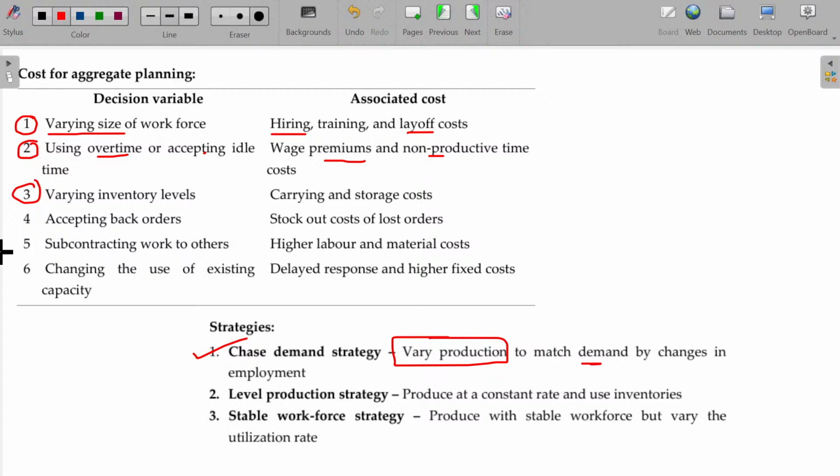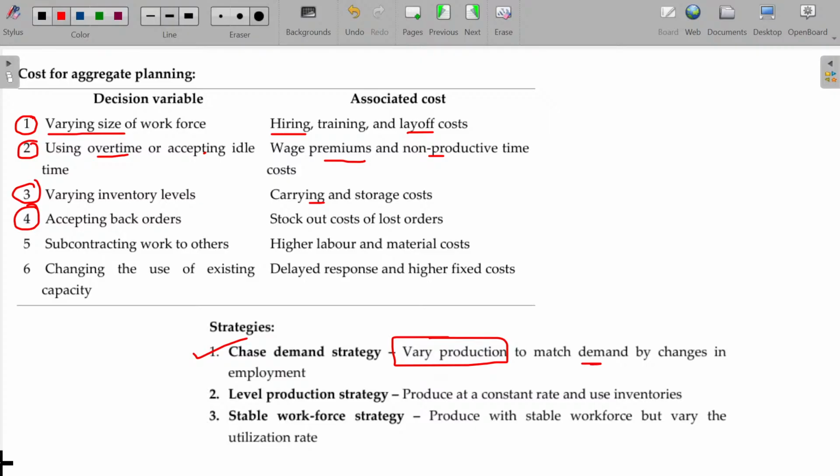And we can change the inventory. I already told you. When the demand is lesser, we produce more and keep this inventory held in our godown. Later on, when the demand is higher, we supply from the godown. So carrying and storage cost will be there. And sometimes accepting the back order. Sir, this month they cannot supply, next month you can take. If I say 100 units, so 100 units I cannot supply this month, you can take them in the next month.